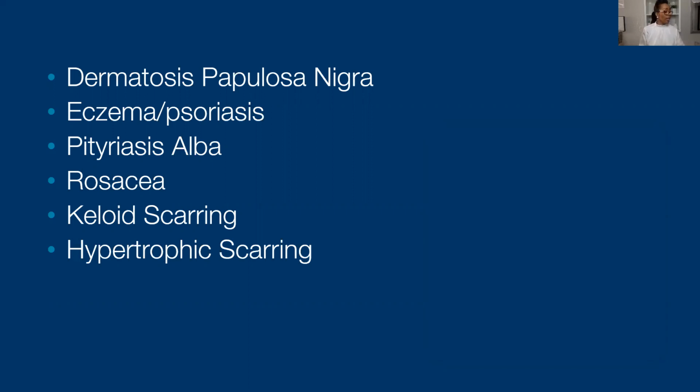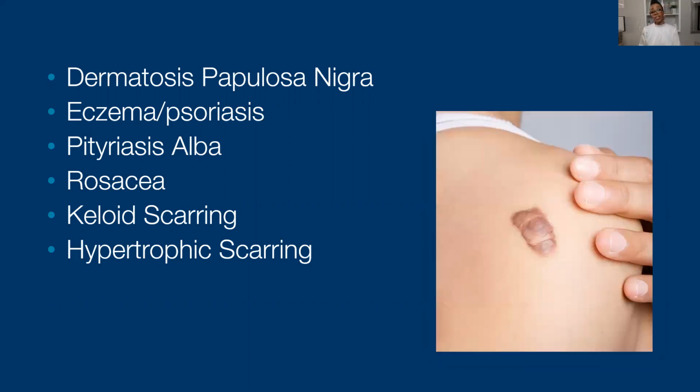Keloid scarring and hypertrophic scarring is very common, not exclusive to melanin-rich skin, but very common within the melanin-rich skin community. Keloid scars differ from a hypertrophic scar because it is a wound, and the healing process causes the fibroblastic cells to overproduce collagen in its healing process. And the keloid scars actually stretch and they go beyond the initial site of the wound. So it's actually kind of spidery sometimes.